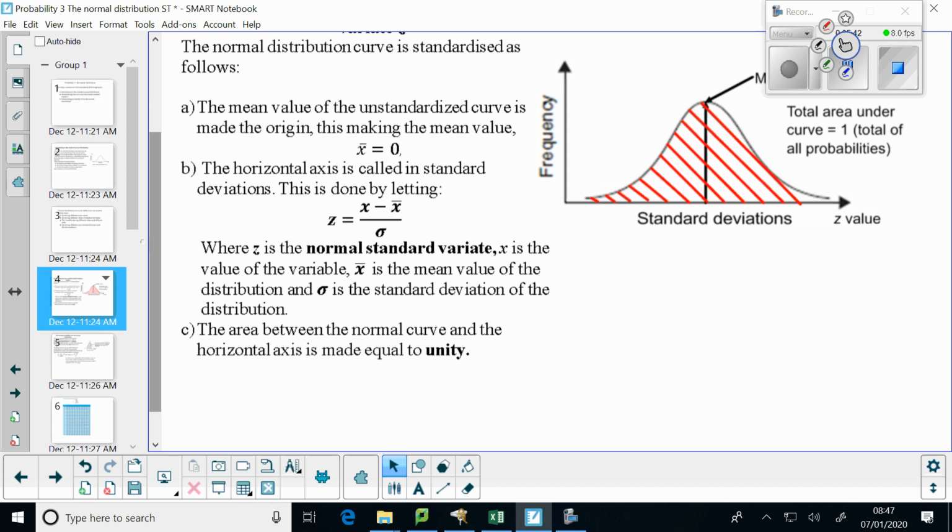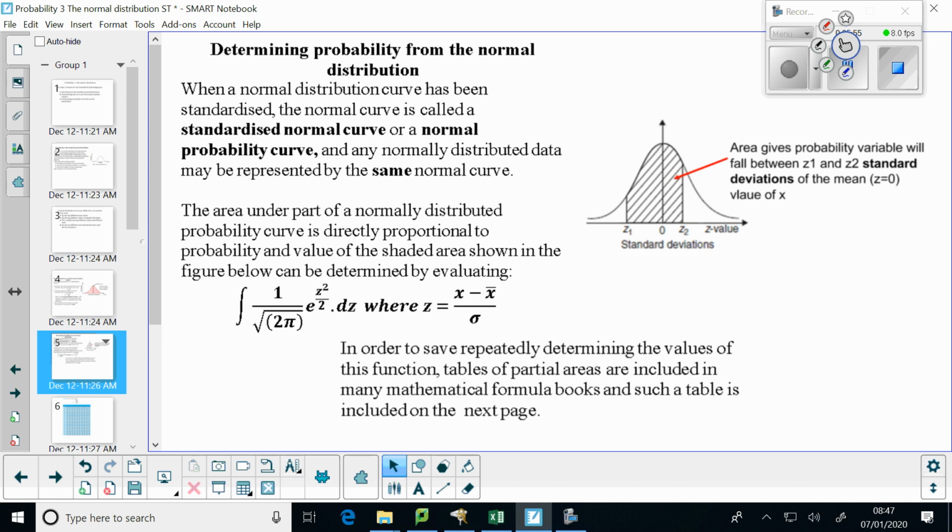Everybody okay with that so far? Bear in mind at the moment that's still quite abstract in terms of we don't know how we would use it. Okay? So, next slide. Determining probability from the normal distribution. So once you've standardized the normal distribution, it's called a standardized normal curve or a normal probability curve.